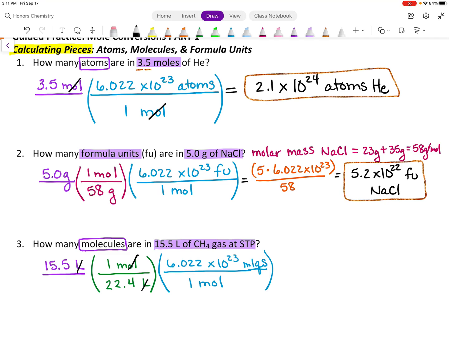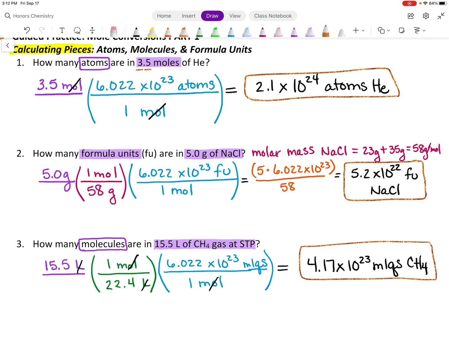Okay. Again, you can cancel the units to help you and double check your work. Plug that into the calculator, 15.5 times Avogadro's number divided by 22.4, and I got, with 3 significant digits this time, 15.5 is 3, 4.17 times 10 to the 23rd molecules of CH4 or methane. All right, so that is calculating pieces.